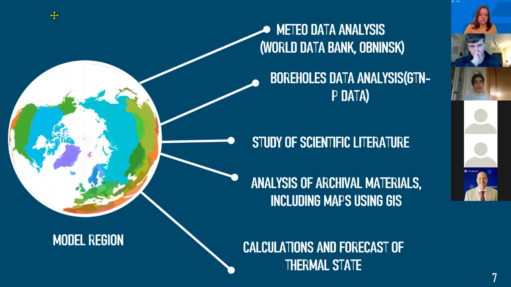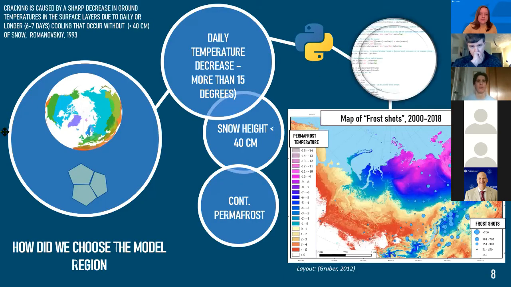I analyzed meteorological data and borehole data, and studied a lot of literature and archival materials. First of all, cracking. What is cracking? Cracking is caused by a sharp decrease in ground temperatures in the surface layers due to daily or longer cooling that occurs with snow cover of less than 40 centimeters. It should be a daily temperature decrease of more than 15 degrees below 0, for example from minus 15 to minus 30, and it should be continuous permafrost.